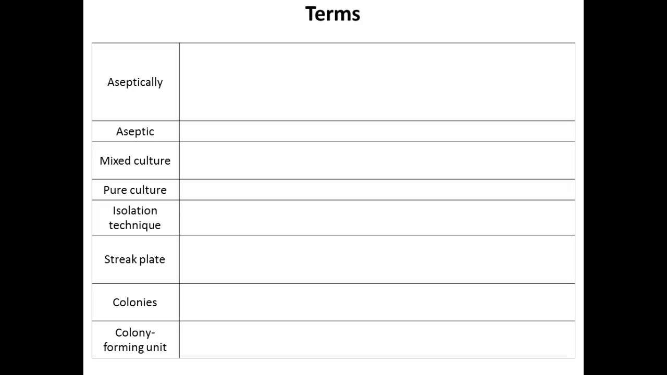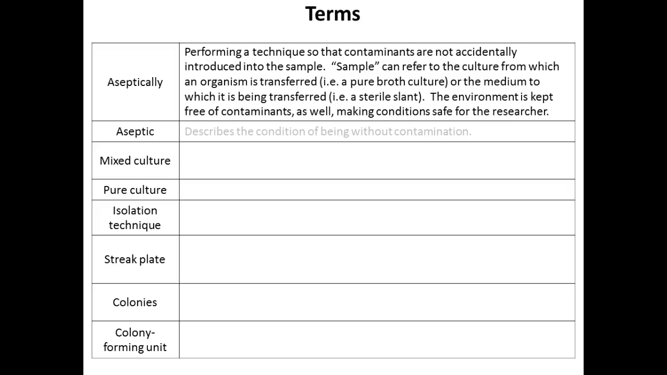We don't want to breathe on our cultures. We don't want air falling into our cultures. We don't want stuff from our desktop getting into our cultures, right? So we're going to use a particular method that's going to minimize the chance of contamination to as minimal as possible. So aseptic is, again, an adjective that describes the condition of being without contamination.